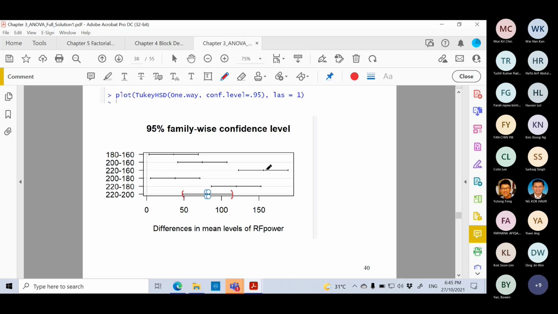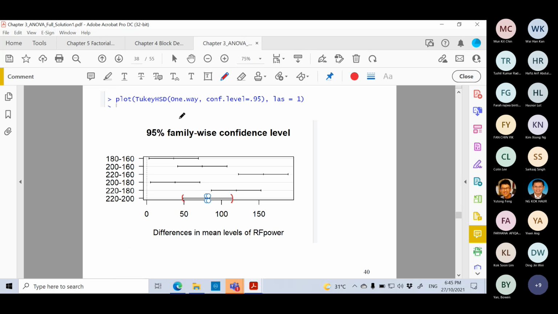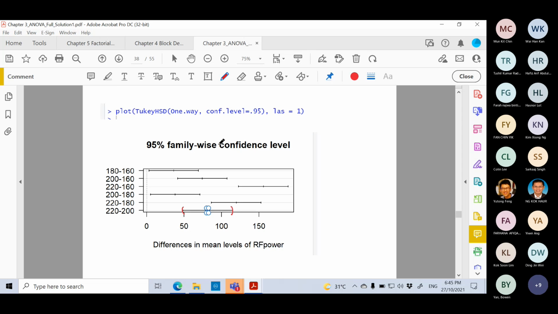So this is what you can carry out, the post hoc test. But if your ANOVA test shows that there is no significant difference, meaning that all the means have no significant difference, in fact, you no need to carry out the post hoc test.